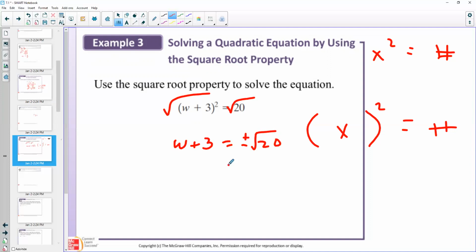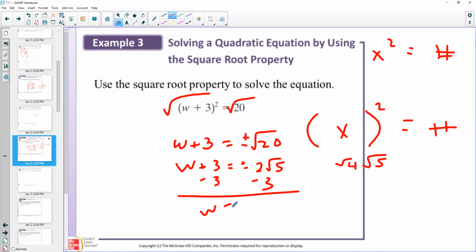Well, that I have to break apart, right? So I'm going to break that into square root of 4 times square root of 5. So 2 square roots of 5. So plus or minus 2 square roots of 5. W plus 3 on the left, minus 3. And here's the thing, the 2 square roots of 5 is not the same kind of term as the minus 3, so I'm just going to write w equals minus 3 plus or minus 2 square roots of 5. I'm done. Generally speaking, the plus or minus part is going to go second. It doesn't really matter though, whatever order works.